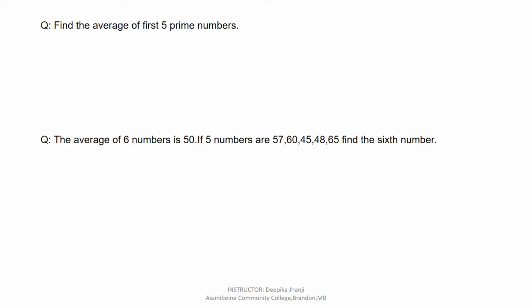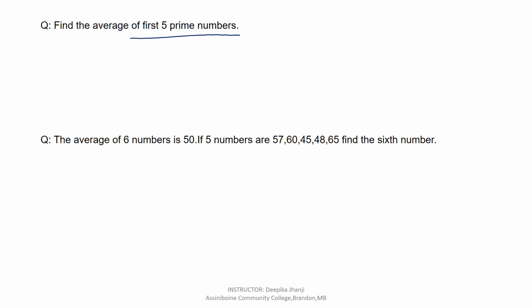Here I have considered two examples. My first example is the average of the first 5 prime numbers. So we need to calculate the average of the first 5 prime numbers. First of all, let's write down the prime numbers. Now, what are prime numbers? Prime numbers are the numbers which are not divisible by any other number but one and the number itself, right? We did this in the last lesson. Now let's write down the first 5 prime numbers.